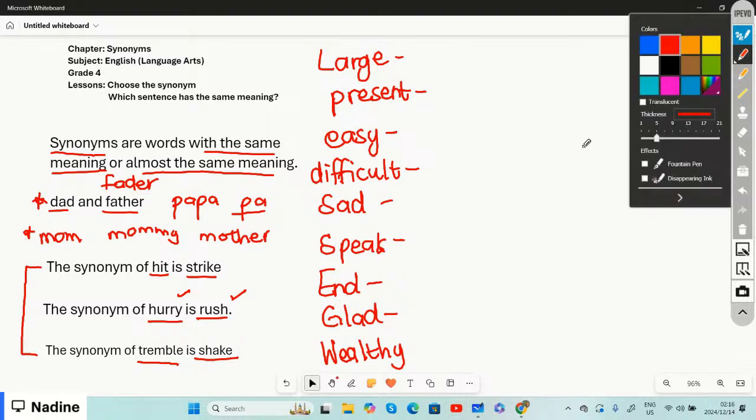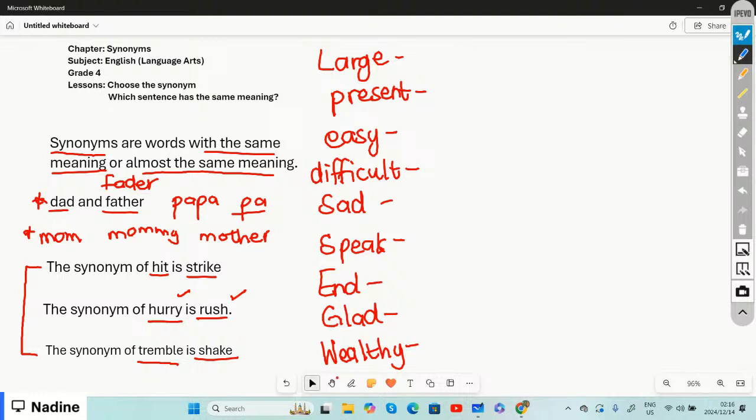So we now need to identify or write down the synonyms of that word. Another word that means the same thing or almost the same thing as that word.